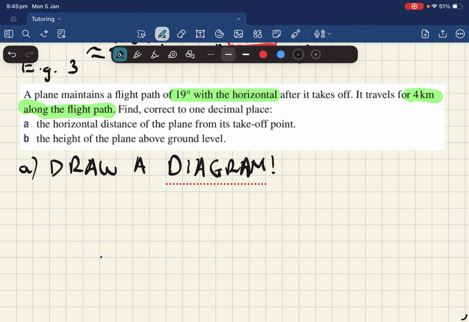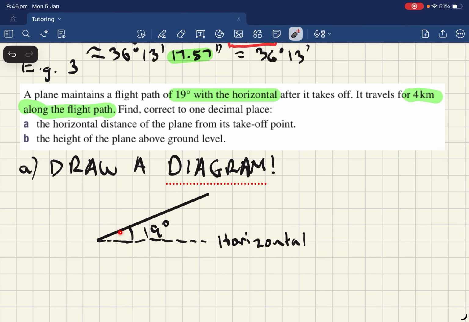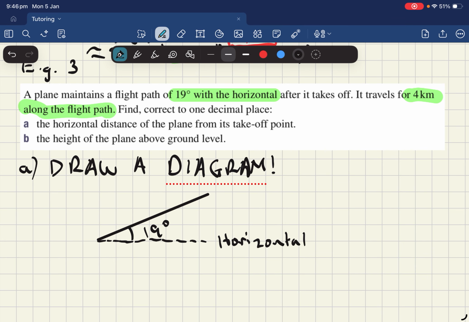So we have our horizontal here. This is our horizontal. And the flight path is making 19 degrees with the horizontal. So here, I've got the flight path of the plane. Now, the angle it makes is 19 degrees, so I'm going to label that in here. And it tells us that it travels for 4 kilometers along this path, right? So I can label that as 4 kilometers.